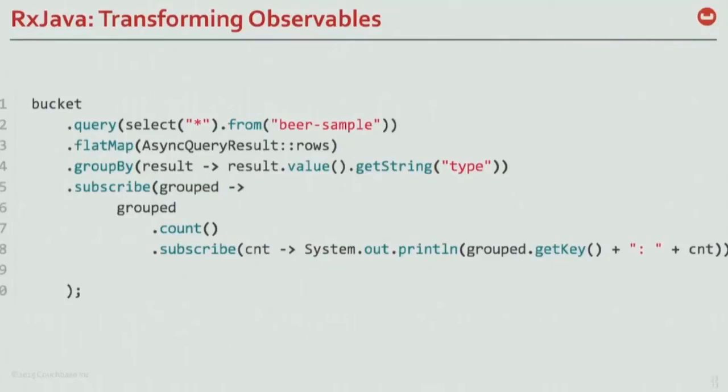There are more operators. This operator is called group by. What it does is group the observables into several sub-observables, or it's probably a map, actually. So what you can do is give me all the documents from the beer sample. This is actually what is called the N1QL query. N1QL is our query language. It's SQL for JSON. Select from blah, blah, blah.